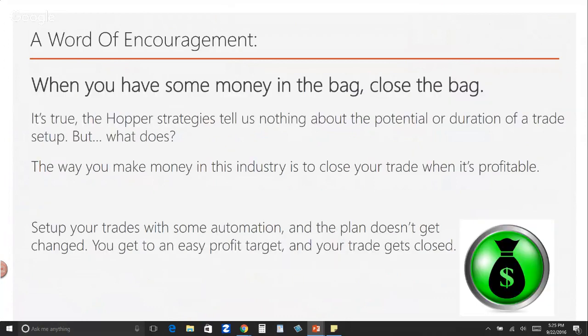So here's a word of encouragement. When you have some money in the bag, close the bag. It's true. The hopper strategies tell us nothing about the potential or duration of a trade setup, but I can't think of another strategy that does. So this isn't necessarily bad news. It's just good to know. The way you make money in this industry is to close the bag on your trade when your trade is profitable. So I'm giving a pitch for that. The way you make money is to close the bag when your trade is profitable. Set up your trades with some automation, and the plan doesn't get changed. You get to an easy profit target that you previously established, and then your trade gets closed, as opposed to sitting there thinking that maybe you should keep it open a little longer and risking having all those profits slip right out of the bag before you have a chance to capture them.